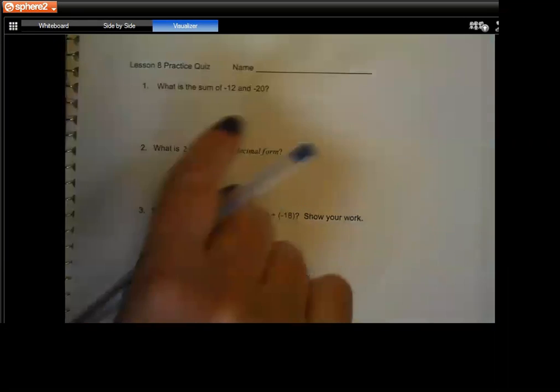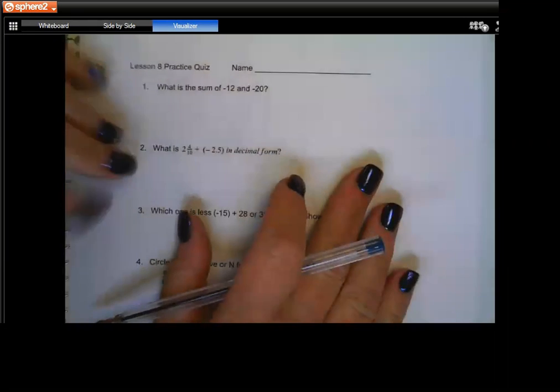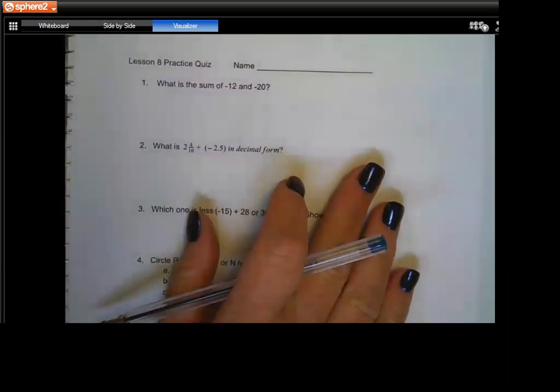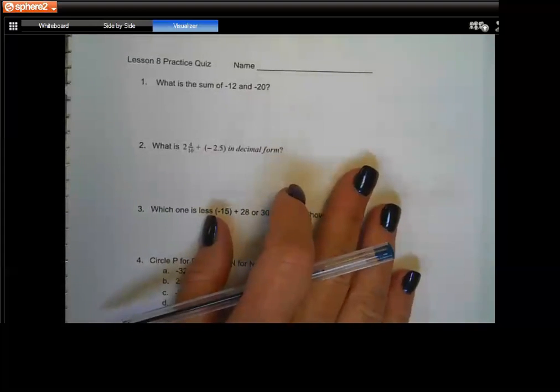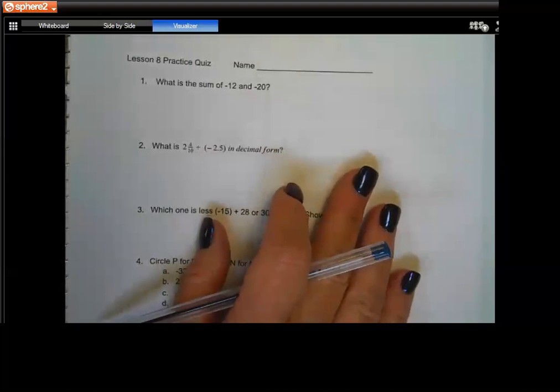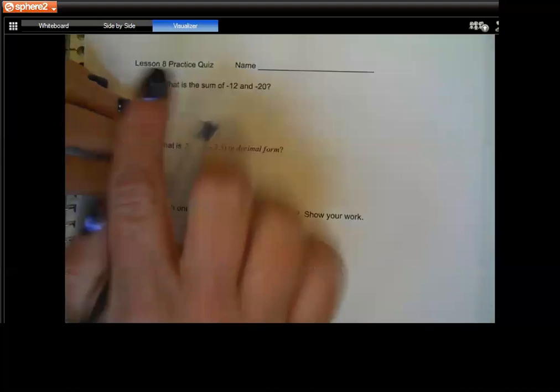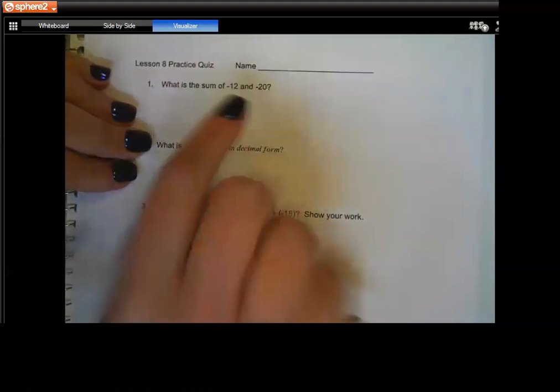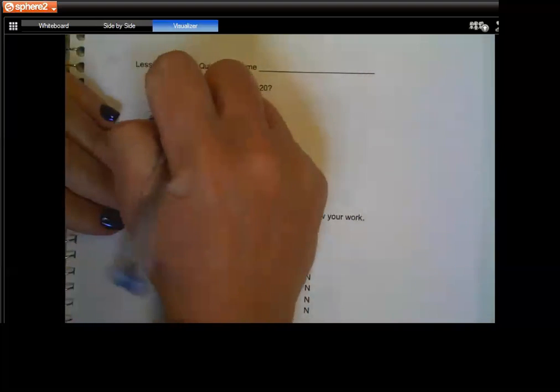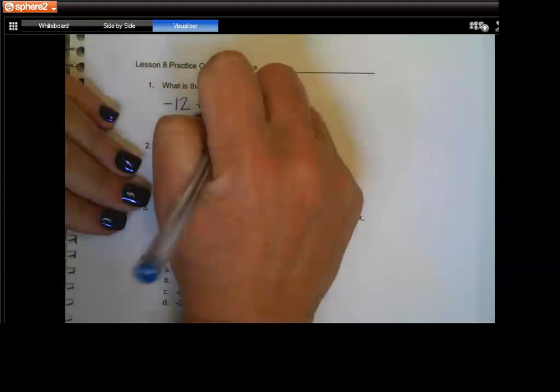So here we go. This is your practice quiz that hopefully you guys took advantage of doing. Now, what I would actually recommend that you do is write these down as I go through them. So the first problem says, what is the sum of negative 12 plus negative 20? So what is the sum? Looks like this. It is addition.